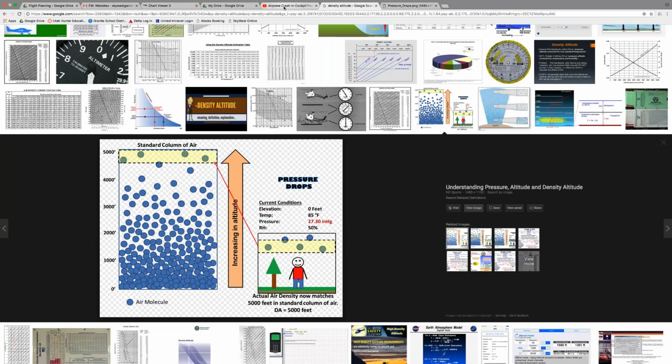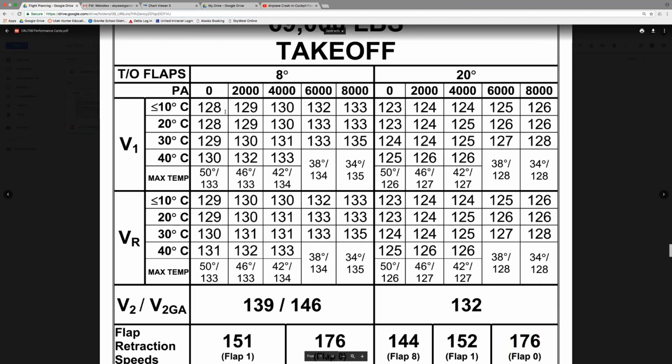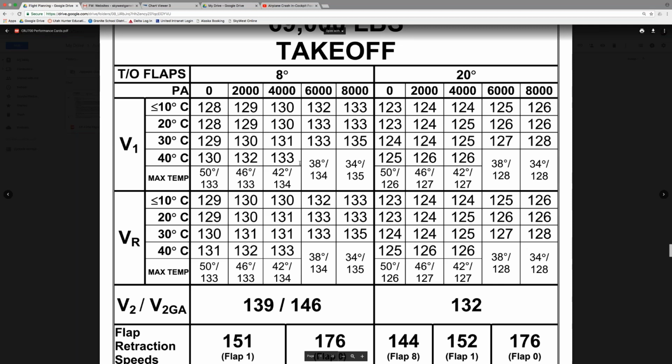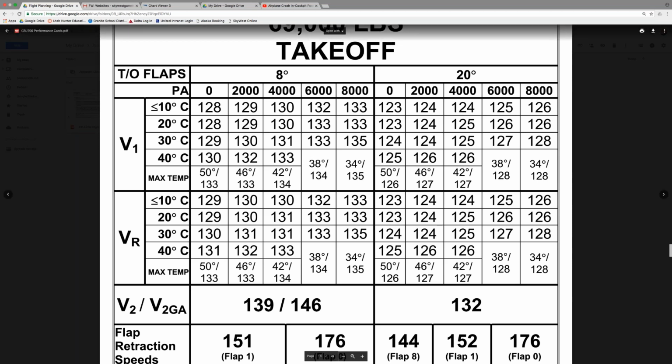So that's exactly what happens with this chart. We can see as it gets hotter, it's extending that takeoff run, because we've got to get that extra speed. Now this doesn't seem like much, but this video will show you what exactly that ends up doing to your aircraft. The video is about 3 minutes, so everybody take a look at that video.